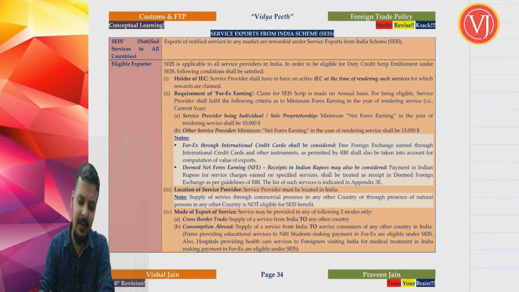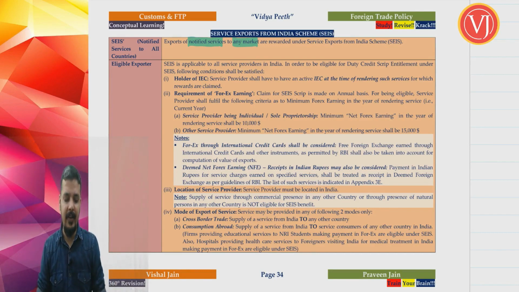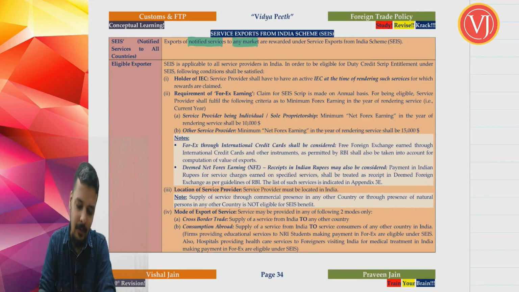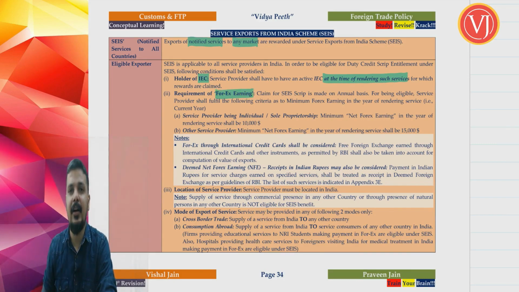Now when you talk about SEIS script, friends, as already discussed, it is the export of notified services to any market, any country, right? And when you talk about your SEIS script, what are the conditions? The first two conditions we have already discussed. You should be a holder of IEC code at the time of exporting or rendering such service, and you should be getting net foreign exchange currency. It is on annual basis. You apply for SEIS script on annual basis, and you have to satisfy the minimum net foreign exchange criteria.